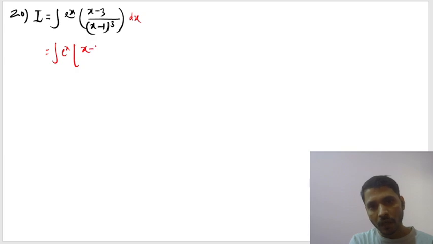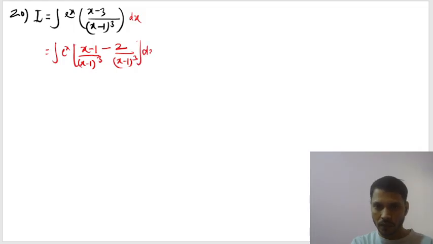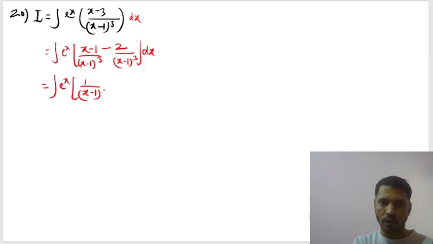So I am writing x minus 1 and then minus 2, here I am writing separately minus 2, like this, right? So from minus 3 we are taking minus 1 and minus 2, means splitting it, and here I will divide this part with x minus 1 whole cube, and here I will divide with x minus 1 whole cube and into dx. So now it is integration of e to the power x, here it will become 1 by x minus 1 whole square, right?